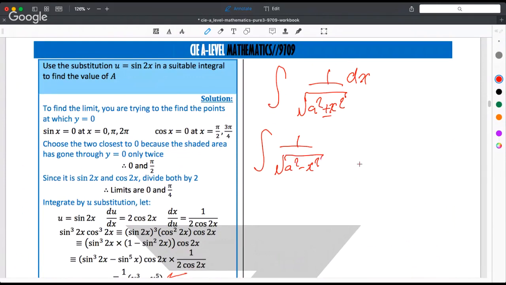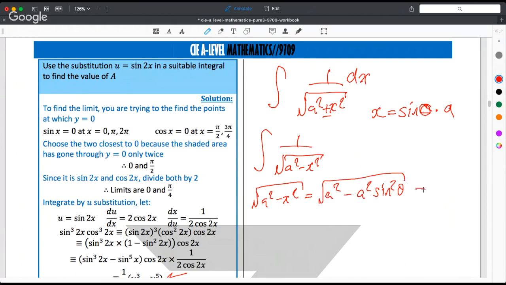It might tell you that a good substitution to make would be to try x equals a sine theta. And you can see why this might be a good substitution, because if we put x equals a sine theta in the bottom bit, just to see what this becomes: that becomes a squared minus x squared, which is a squared minus a squared sine squared theta. We can factor out the a's to just get an a times the square root of 1 minus sine squared theta.